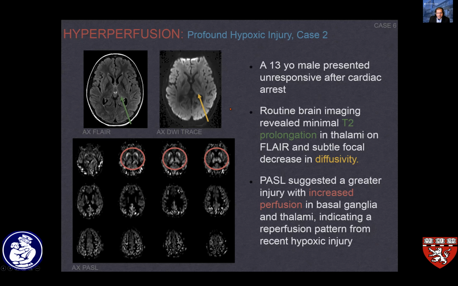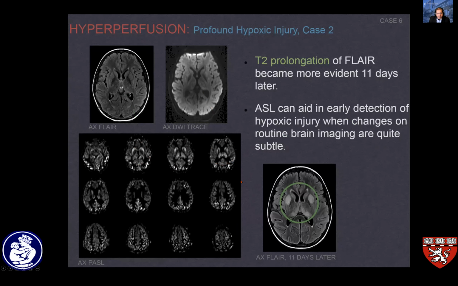There's another patient with profound hypoxic injury. Here you have very subtle diffusion restriction and FLAIR abnormality in the thalami. But on the ASL, you can see much more extensive hyperperfusion, suggesting this reperfusion pattern of injury here. And when you follow this patient up, those areas which were initially almost normal or even subtly abnormal on the diffusion and FLAIR were infarcted on follow-up 11 days later. So the ASL picked this up much earlier than the conventional imaging.